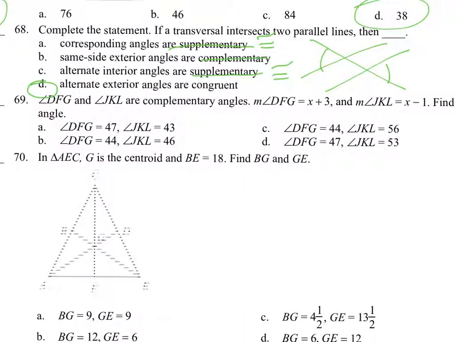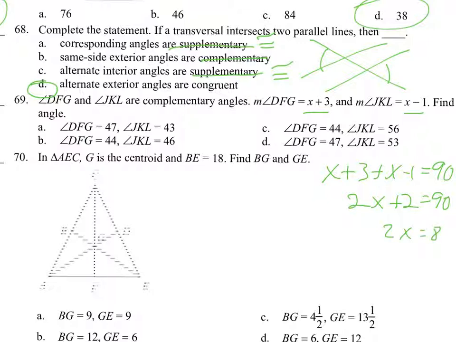Okay, 69. DFG and JKL are complementary angles. That means they add up to equal 90 degrees. So x plus 3 plus x minus 1 equals 90 degrees. 2x plus 2 equals 90 degrees. Subtract 2, and you end up with 88. And so divide by 2 and x equals 44.